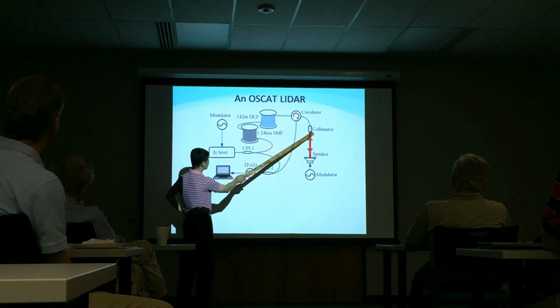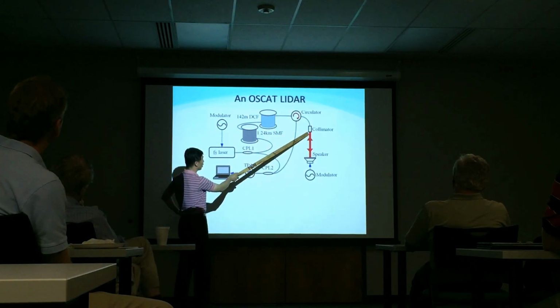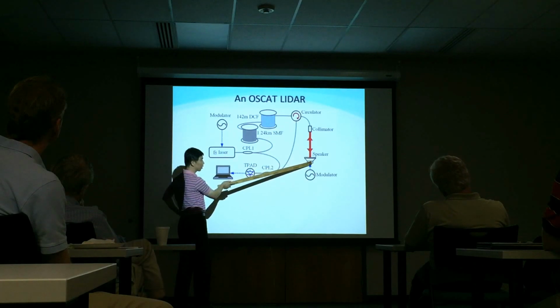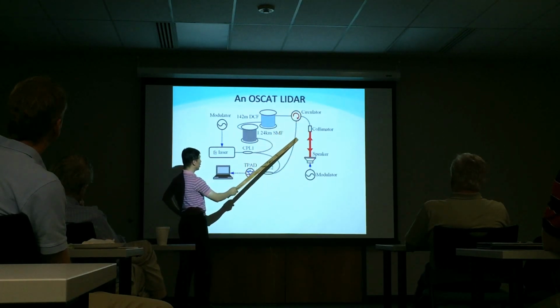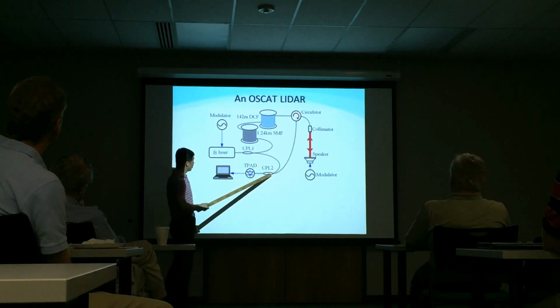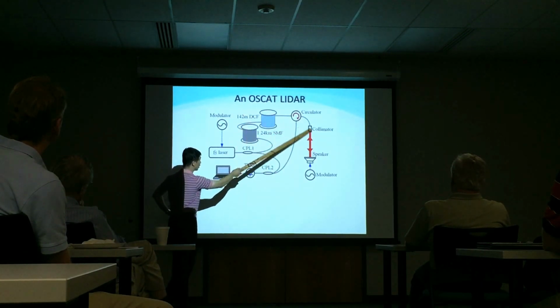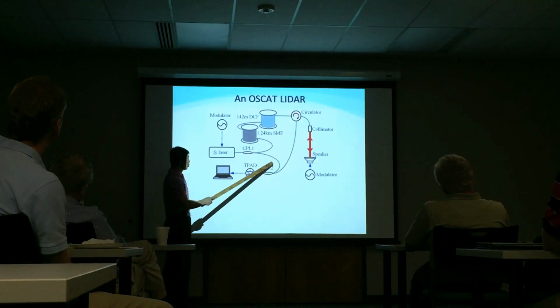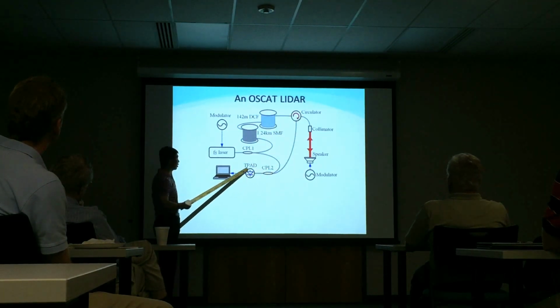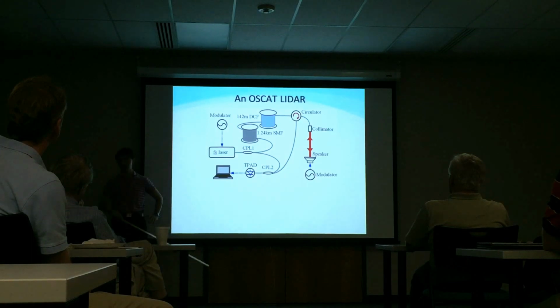And then that arm goes to shoot on a target. Here we have a target, and the target reflects the pulse, and then it goes here, and this is a short arm. Okay, this is a short arm. This whole thing is a long arm. So the two pulse trains combine here, and you put a detector, and then you analyze them.